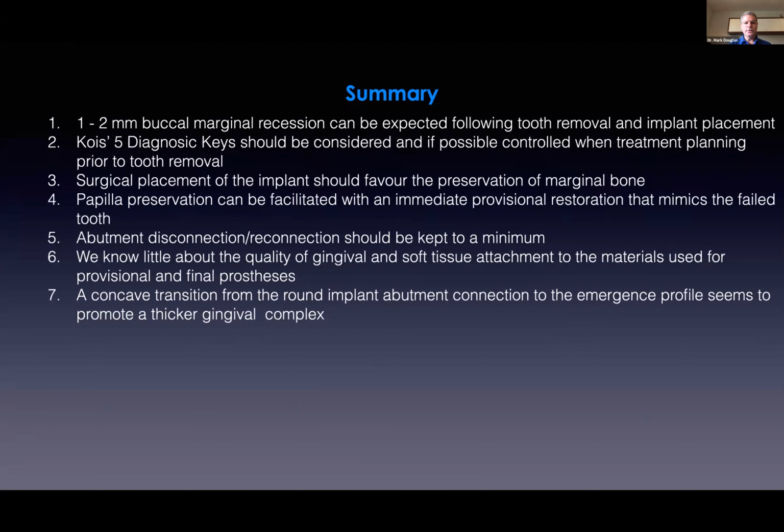Concave transition or Emax: either the final crowns were made out of Emax, and there's very little information on soft tissue, connective tissue, and epithelium adhering to Emax either. A concave transition from the round implant abutment connection to the emergence profile seems to promote a thicker gingival complex.